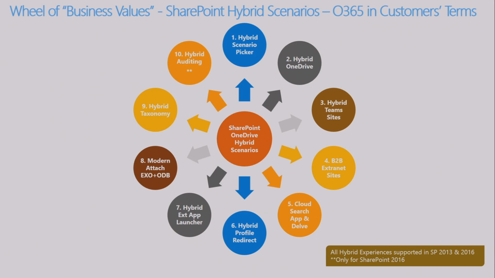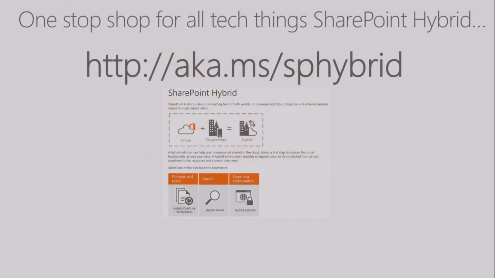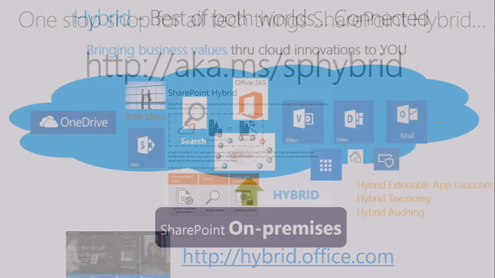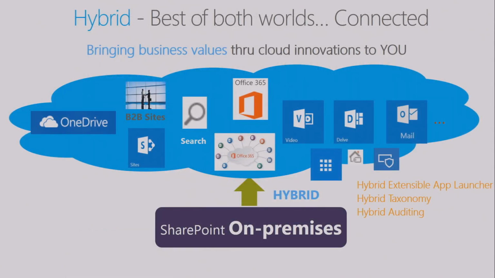Some people are taking pictures, so I'll give it 1 minute. And as I said, there is a single URL, aka.ms/sphybrid, and hybrid.office.com. So with that, this slide is updated now. I included, as you noticed, 3 more scenarios, which are hybrid extensible app launcher, hybrid taxonomy, and hybrid auditing. So it gives you, I would say, the full spectrum of hybrid scenarios that are possible, and you can enable them right from where you are today, from within your SharePoint 2013.